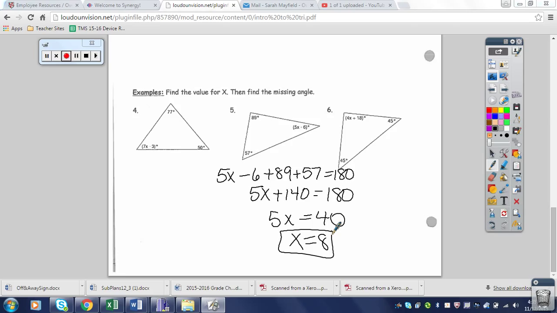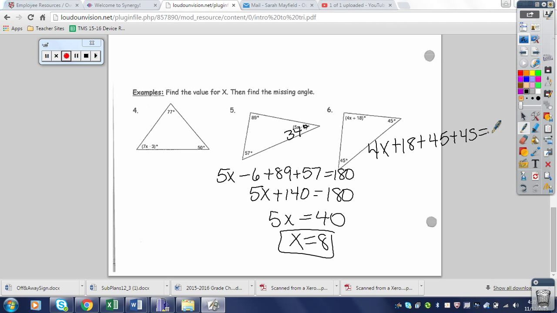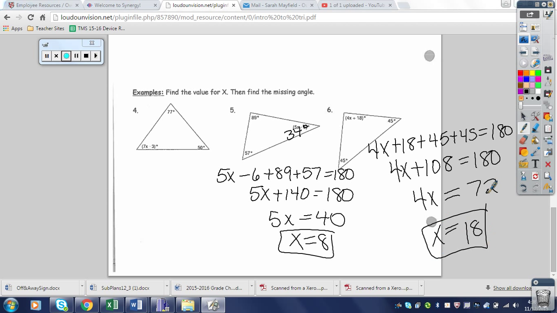If you want to plug in to find your missing angle, you plug 8 into 5x minus 6, you get 40 minus 6, 34 degrees. To solve number 6, 4x plus 18 plus 45 plus 45 equals 180 degrees. Okay, so 4x plus 108 equals 180. Solve for x. 4x equals 72, so x equals 18. Okay? So now I want you to pause this video.